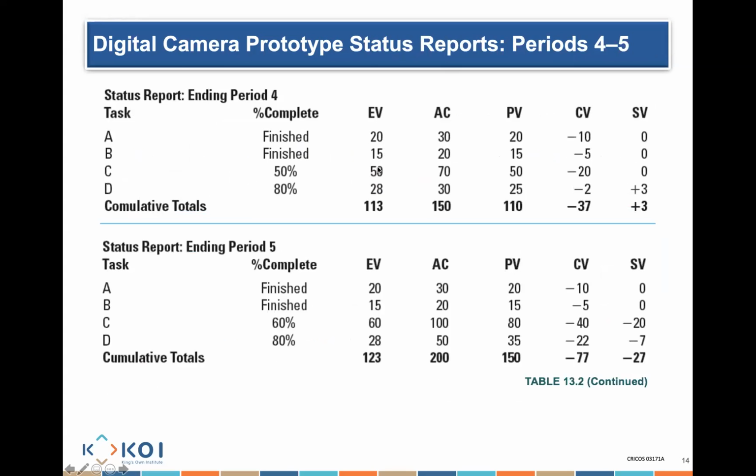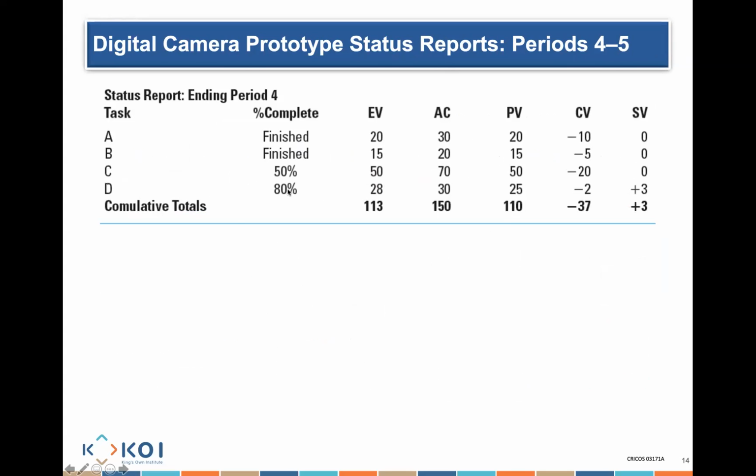Actually, here I'm looking at 50. You can see that 50% means 50. My plan was 50, as I showed you, and I know that my cost is 70. So then we can calculate the variances. And that's really what you do in these sorts of exercises. You look at one period at a time, and you can see what we're doing. You can see here, 80% of D is completed.